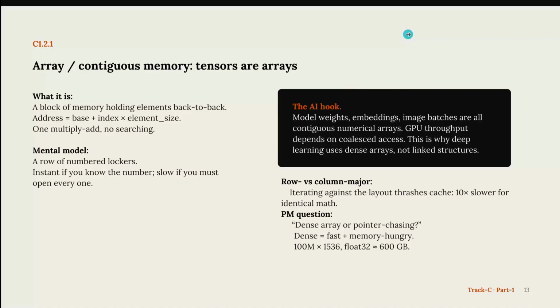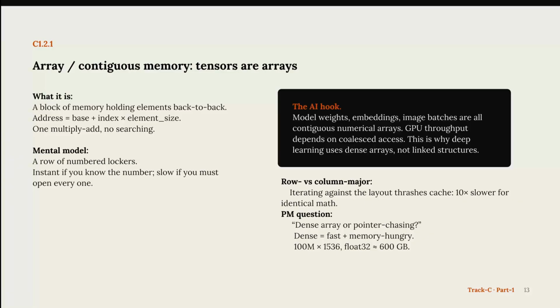All the model weights, the embeddings, and the image batches are contiguous numerical arrays, and the performance of a GPU depends on this batched or coalesced access. We'll understand this deeper in the next slides, but if all the data is together in a continuous array, it's easier to perform the operations than if they are at different addresses. That's why deep learning uses dense arrays, which are compact and packed together in a sequence of addresses, and not linked structures where the address of one points to the other and so on.